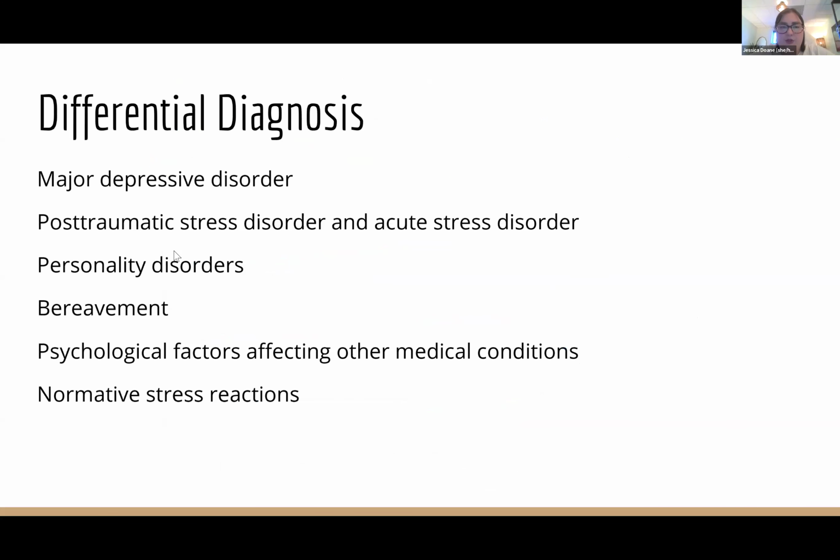So some differential diagnoses to keep in mind when you are working with someone possibly struggling with adjustment disorder. Major depressive disorder, again, if you're seeing more of those depressive symptoms, post-traumatic stress disorder, and acute stress disorder, I always recommend cross-referencing all three of those. If you're looking at adjustment disorder with someone, it's definitely important to make sure they don't meet criteria for either of the other stress-related disorders. Personality disorders, bereavement, psychological factors affecting other medical conditions, and normative stress reactions.